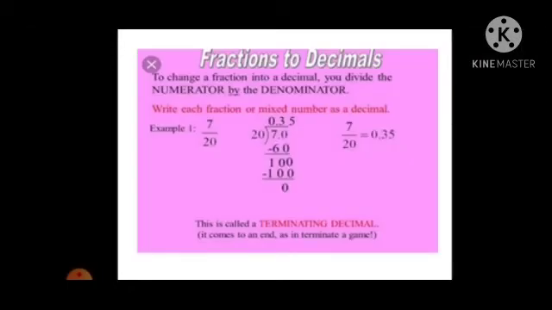Fractions to decimals. To change a fraction into a decimal, you divide the numerator by the denominator. Okay? Numerator by the denominator. Example: 7 by 20. Now the numerator is a whole number, so 7.0 divided by 20. So 20 zeros are 0 because 7 is not divisible by 20, so 0. Then we will put a point and a 0.